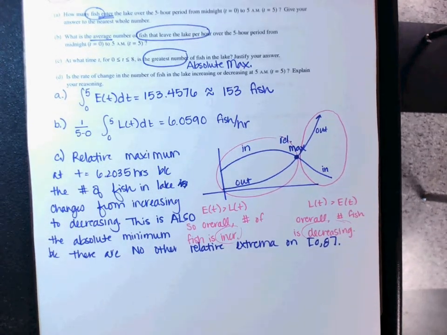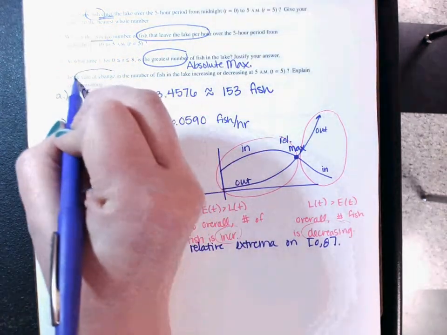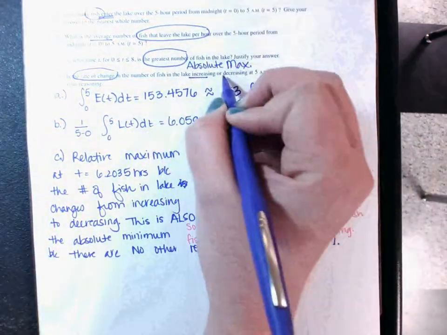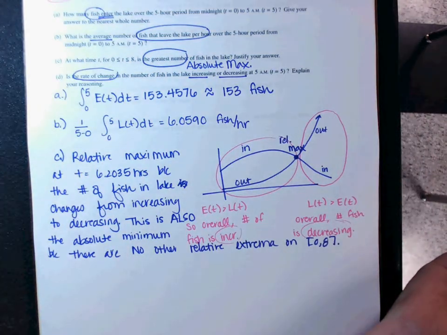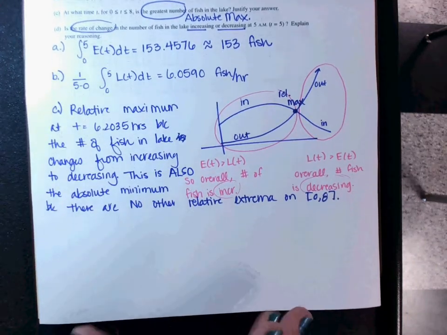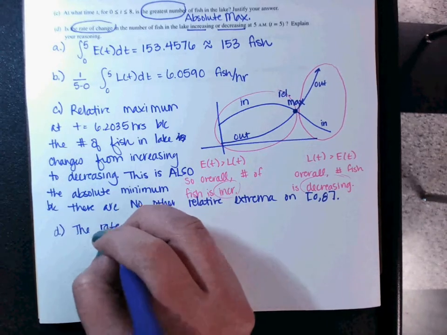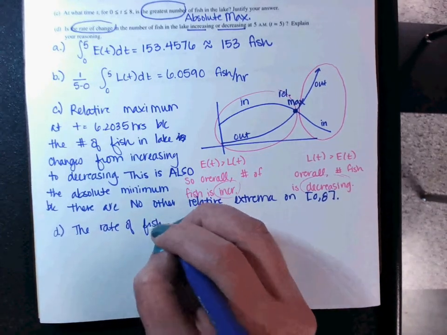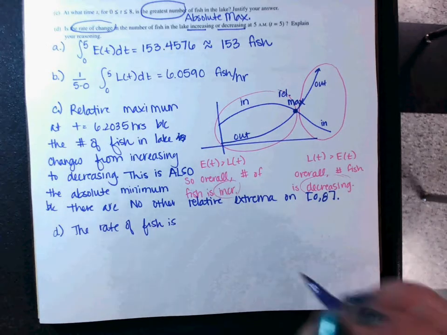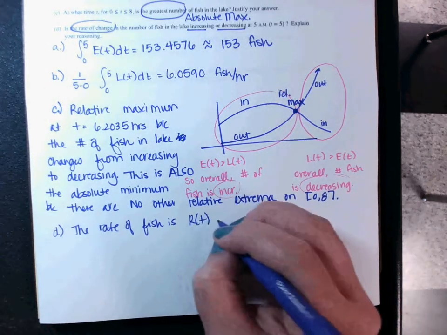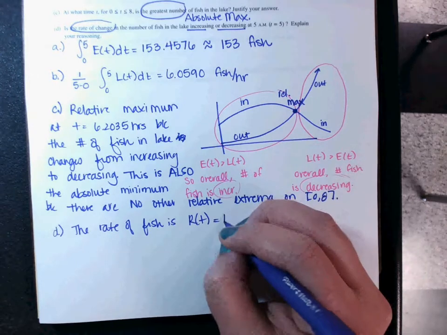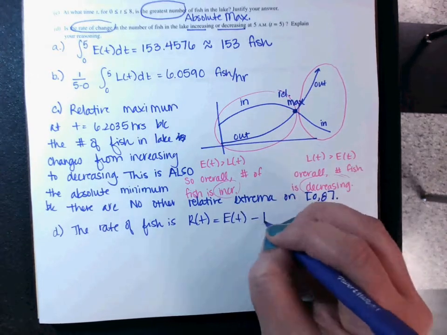Okay, part D says, is the rate of change in the number of fish increasing or decreasing at 5 a.m., at t equals 5? Well then, at that point we'd have to take both of our rates and then take the derivative of those. So what I'm going to do first is say, part D, the rate of fish, let's call it R of t, and it is going to be how fast they're entering minus how fast they're leaving.